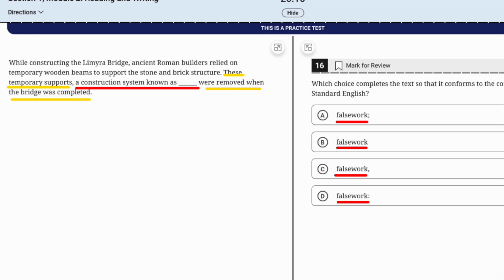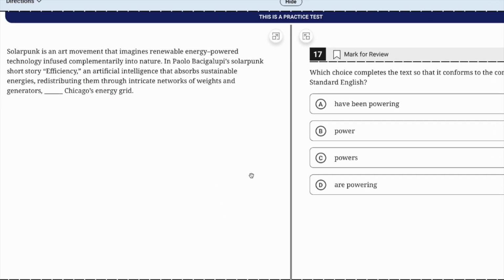So since it starts with a comma, it needs to end with a comma. There was a similar question on Module 1, but the interruption ended with a dash, and so it needed to start with a dash. But you always want to match up the punctuation on those kinds of questions.